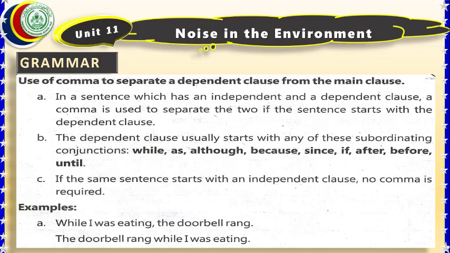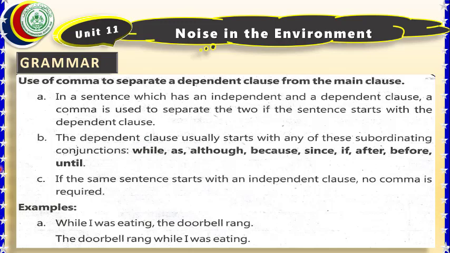The next exercise is to use comma to separate a dependent clause from the main clause. Here we shall learn: if there are two clauses in a sentence, one is dependent clause, the other is independent clause, then shall we write comma between these two clauses or not? I shall repeat. There are two clauses in a sentence. One is dependent clause, other is independent clause. Shall we write comma or not?